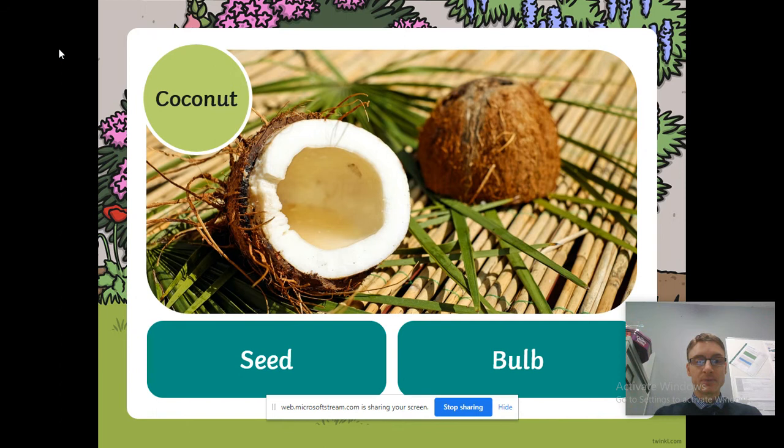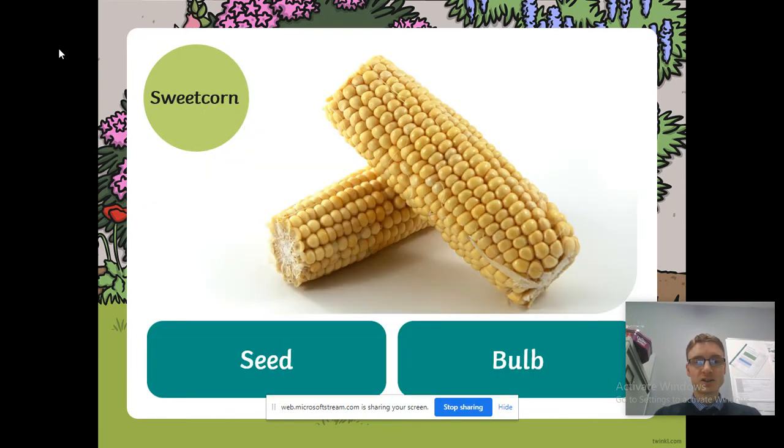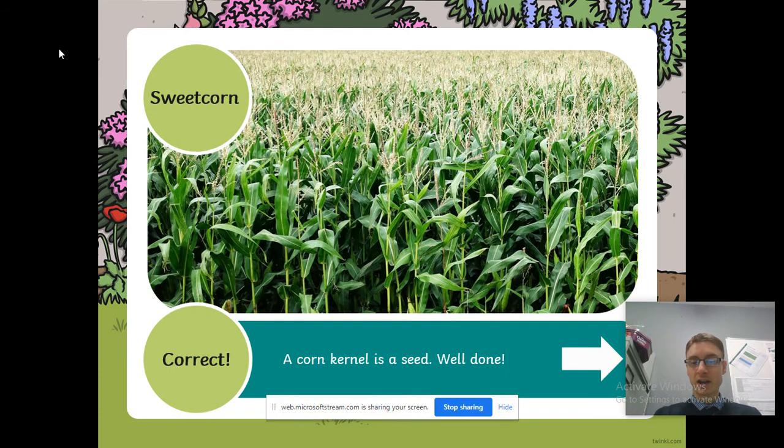Next one we've got a coconut. Is it from a seed or a bulb? Okay, a coconut is a seed, so it's a very big seed. Sweet corn, seed or a bulb? And there might be a clue if you look closely on there. Okay, a corn kernel is a seed, so well done. Okay, we see seeds, don't we? They're nice and tiny, whereas bulbs are quite round and bulbous.